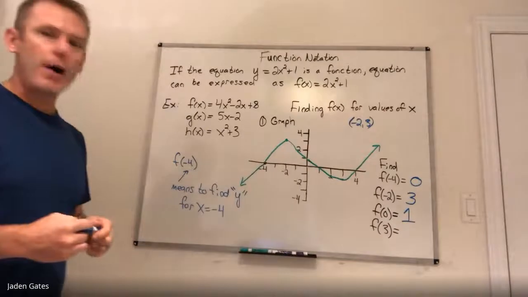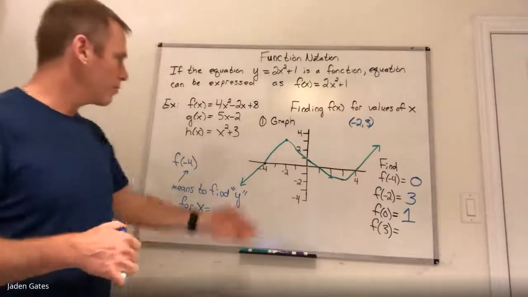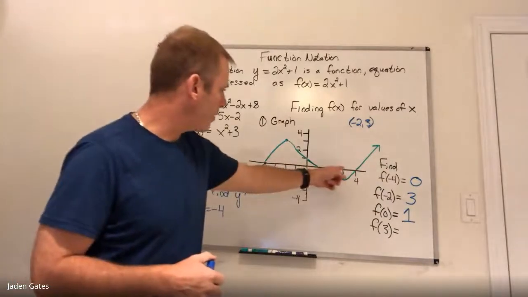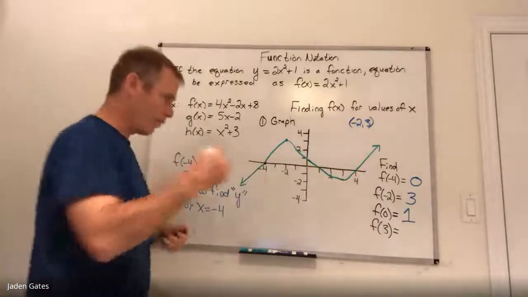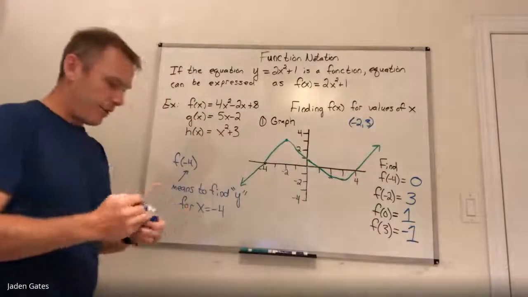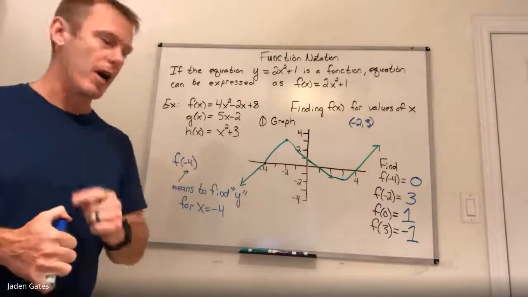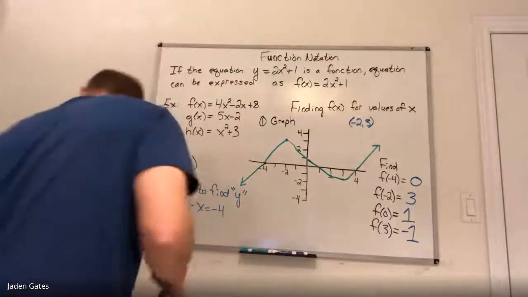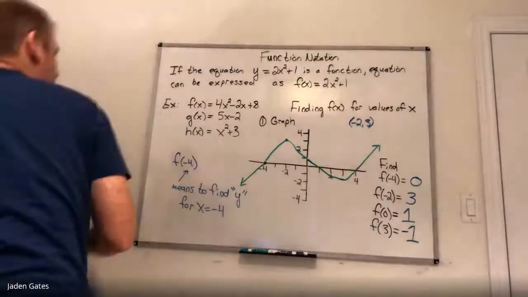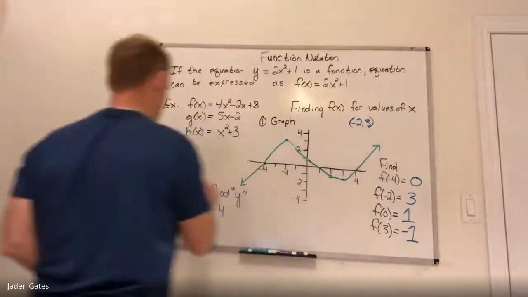All right, and then finally, f of 3. Where x is 3, what is the y value? I move along on my graph here. I go down. It's actually -1. So again, that is finding our y values for a given x value using a graph. Now, next up, what we're going to do is with an equation. No graph. So I'm just going to have to erase this.